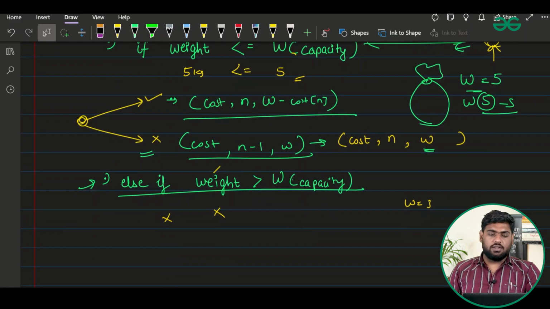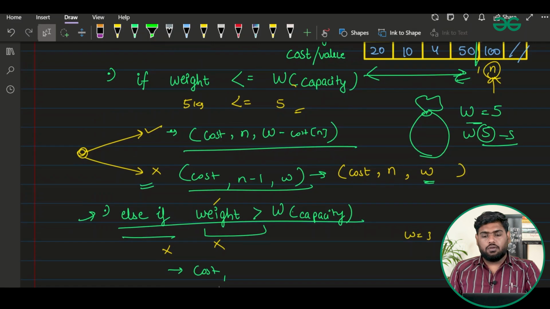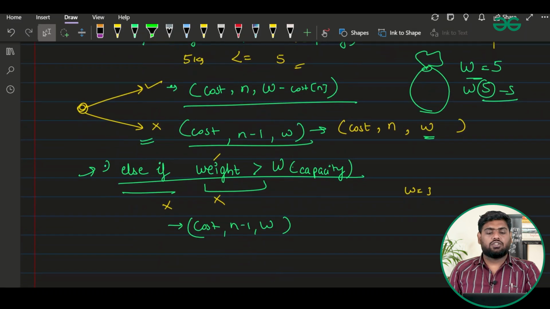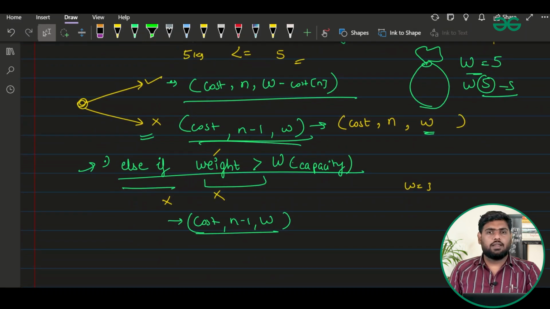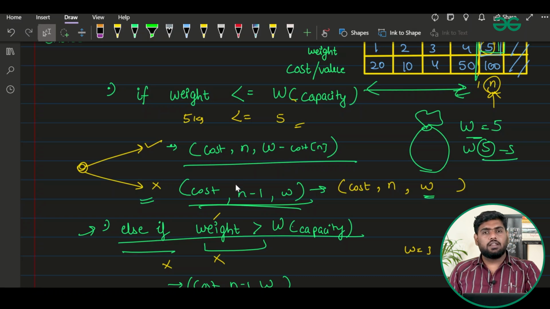One more choice is there. Else, if I cannot take that weight because the capacity does not allow it, in this case too I'm not going to take the weight. And how do you not take the weight? Cost goes as it is. You go to the sub problem n minus 1 and the capacity does not get changed. Simply the same thing. Okay, so these are the recursive calls you would be working on.